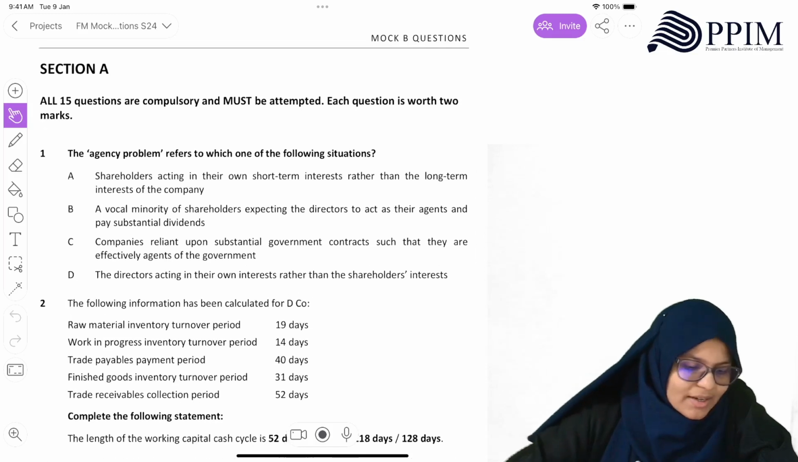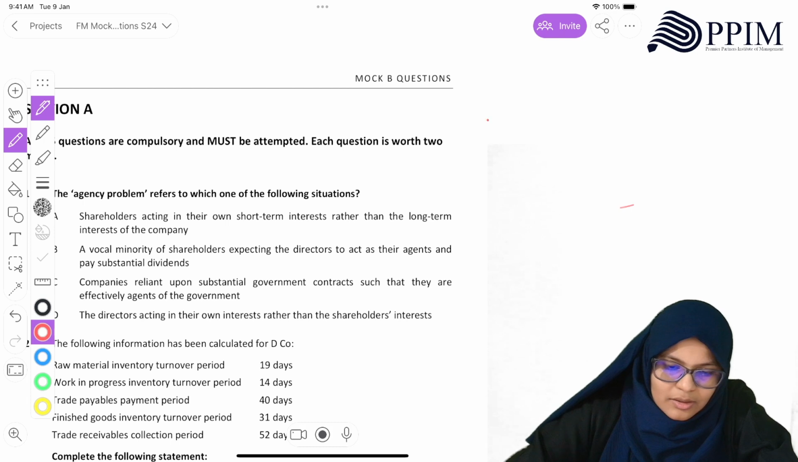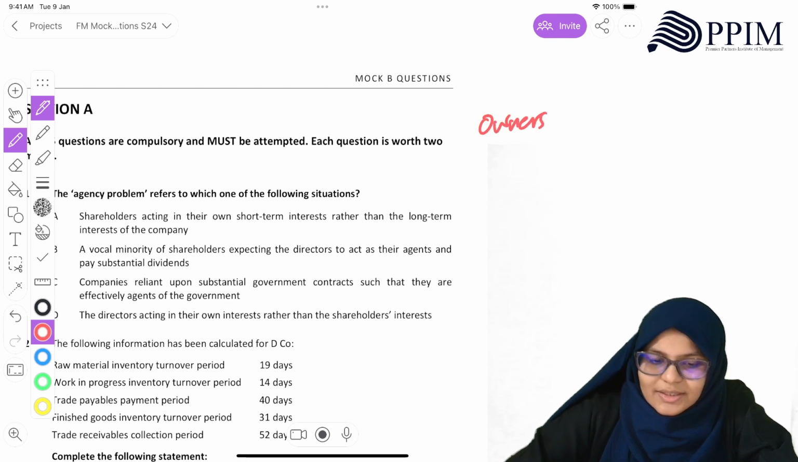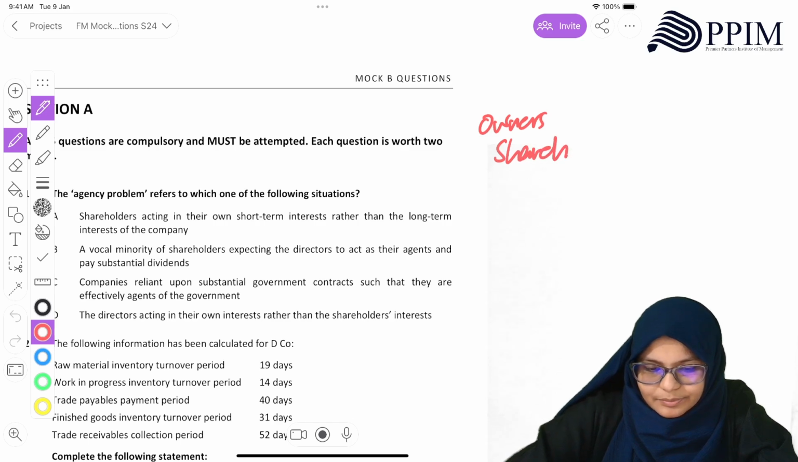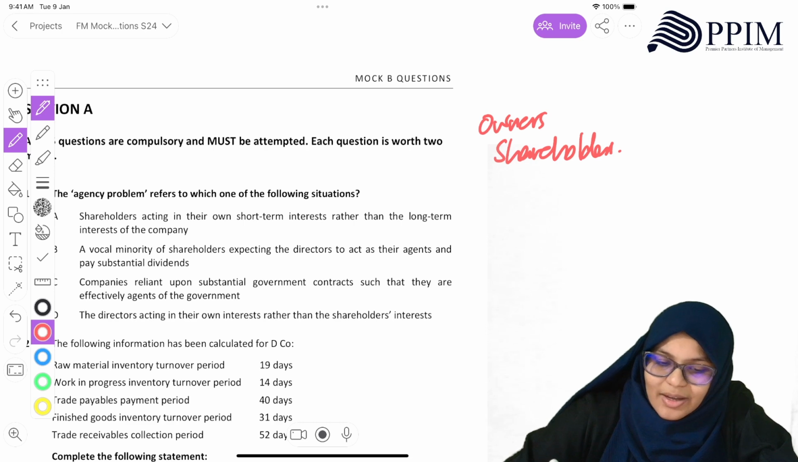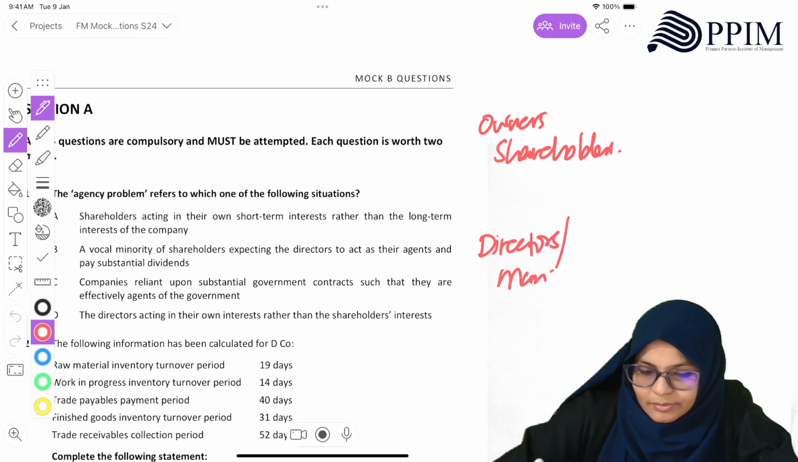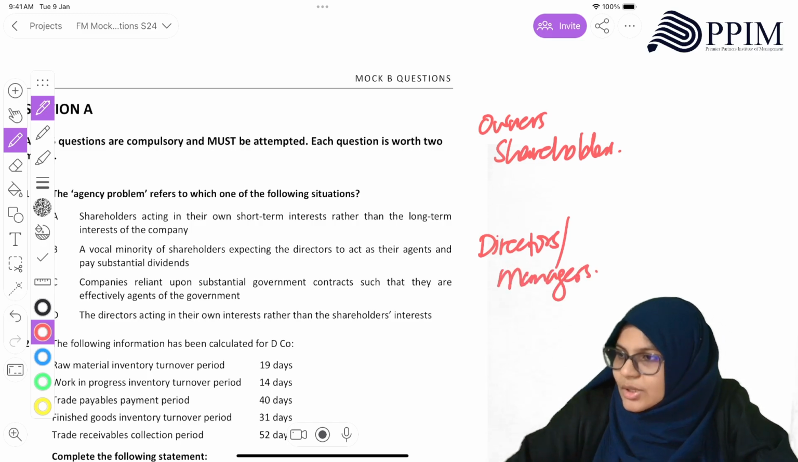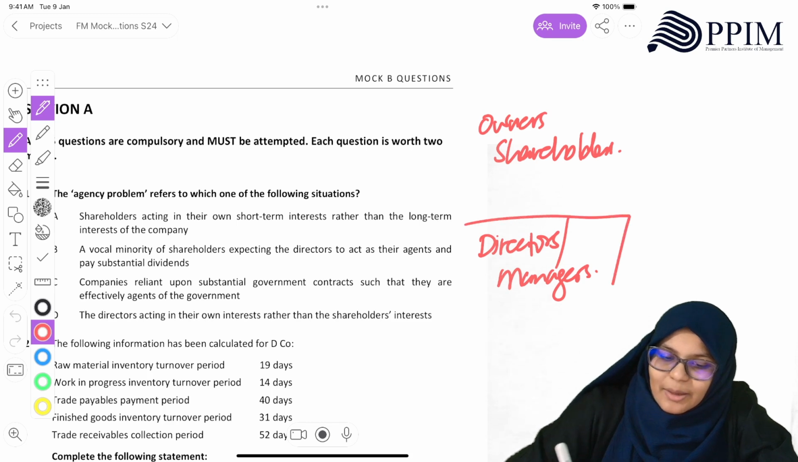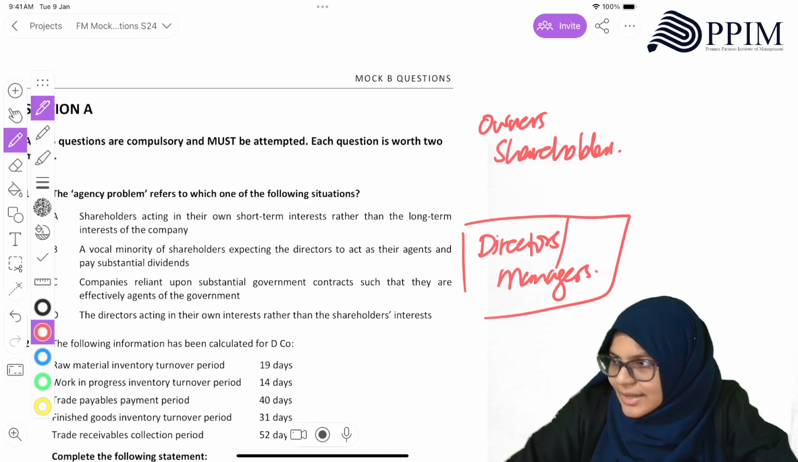The owners are different when it comes to a company. The owners are the shareholders, everybody knows that. But the people who actually run the company are the directors or the managers. So the problem is, people who run the company tend to have more control over that particular company, because they are the ones who are running it.